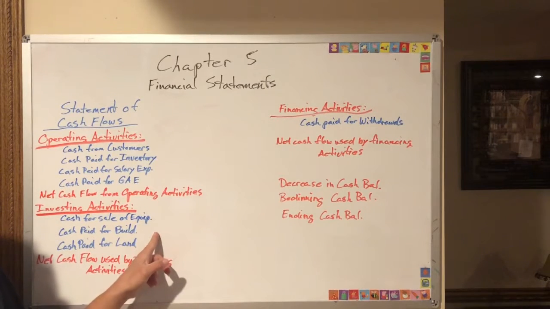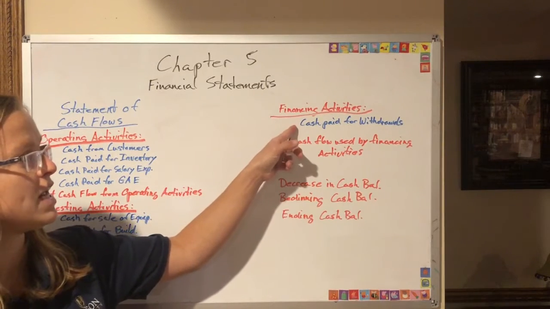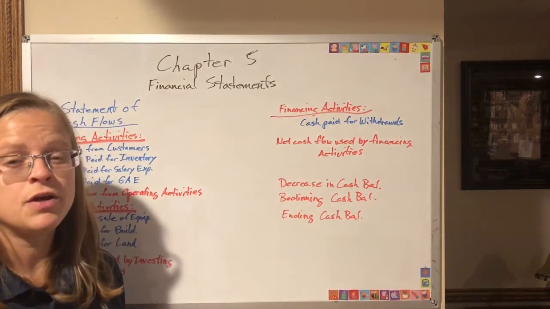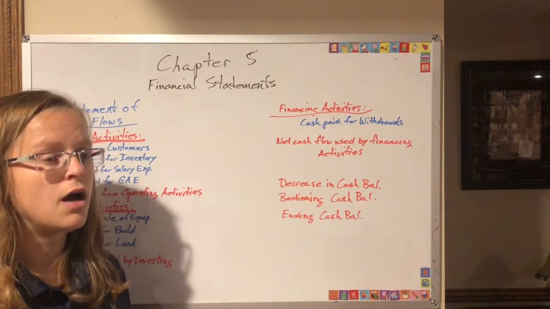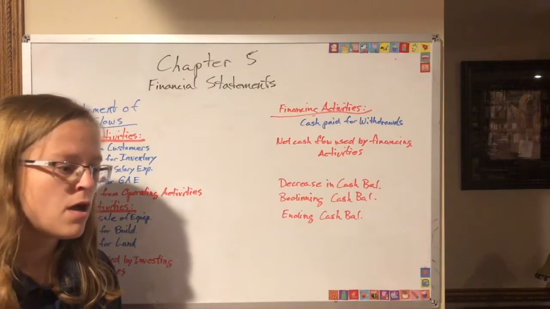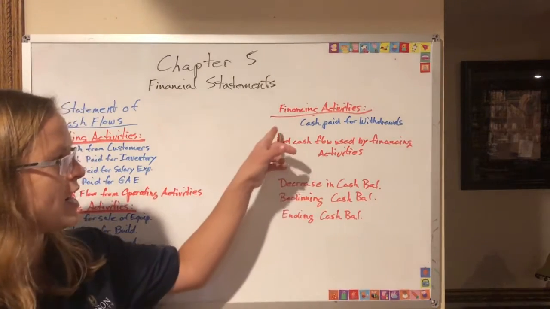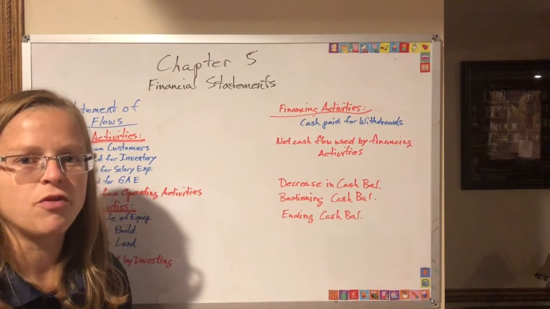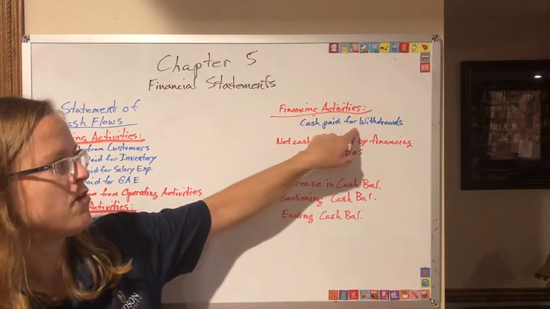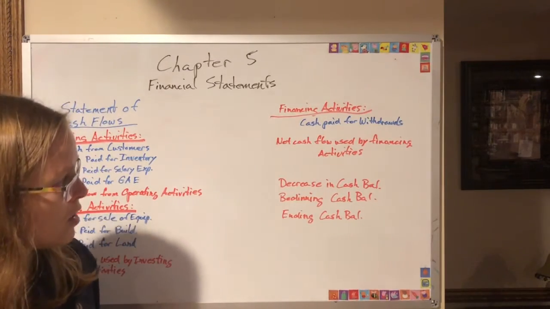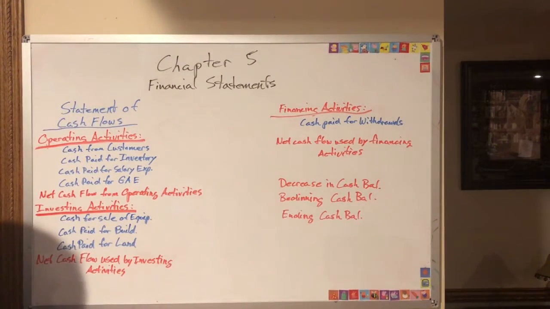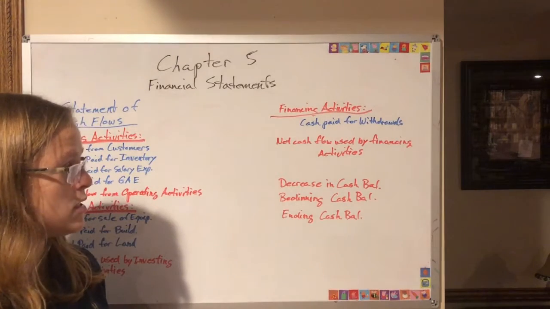Then we move from investing activities to financing activities. Any financing activities would be cash received from a loan, cash received from withdrawals, cash received from stocks, something like that. Borrowing from your 401k or something like that would be financing activities. So you have here cash paid for withdrawals. That's an example. Then you would come down here and have the net cash flow used by financing activities, the total amount used by those financing activities.